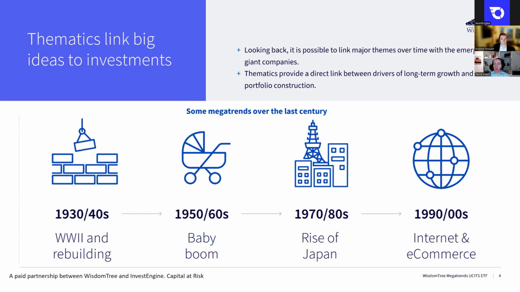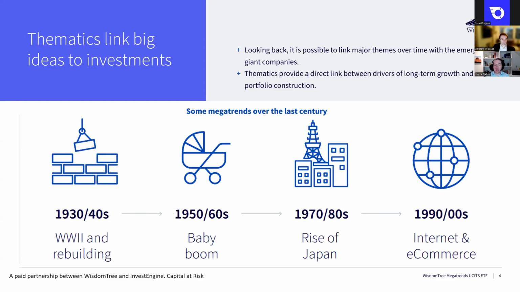Of course, we've heard about AI recently, but you can go back quite a long time. You could think about investing in rebuilding post-World War II, the baby boom in the 50s, the rise of Japan in the 70s, the internet in the 90s. All of those trends were obviously a huge investment opportunity for investors. And so thematics is very much about using those trends to drive investment.